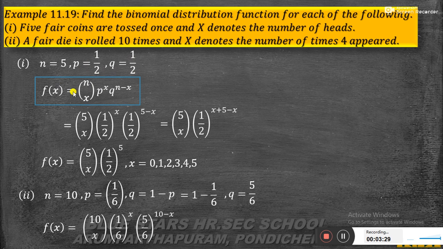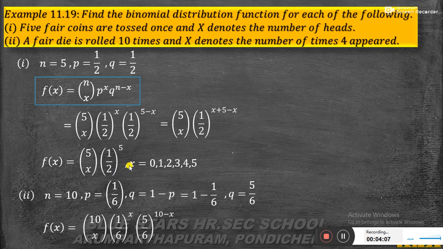So now I write the binomial distribution formula, because in our question they ask about the binomial distribution. Now I substitute in this formula: n equal to 5, so 5Cx. Next p value is 1 by 2, so 1 by 2 whole power x. Q value is 1 by 2, so 1 by 2 whole power 5 minus x. Now you see these two terms have the same base, so I add the powers: 1 by 2 whole power x plus 5 minus x. X minus x cancels, so whole power 5. So 5Cx times 1 by 2 whole power 5.